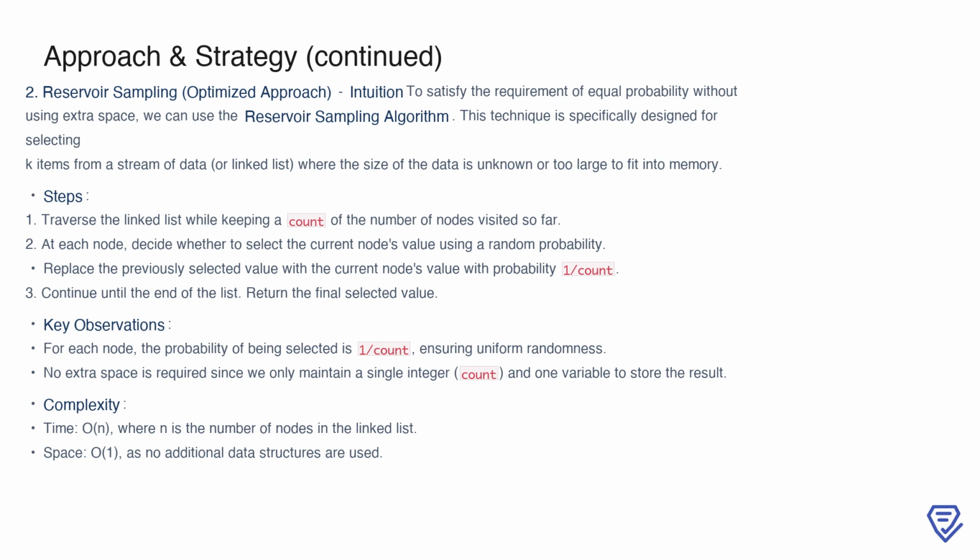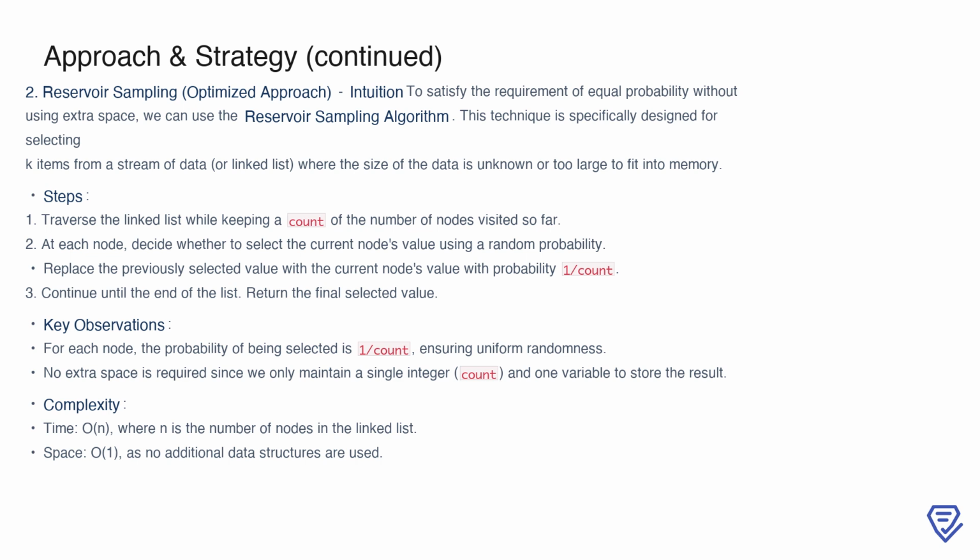The steps are as follows. As we traverse the linked list, we maintain a count of the nodes visited so far. For each node, we decide whether to select its value based on a random probability. Specifically, we replace the previously selected value with the current node's value with a probability of 1 divided by the count of nodes visited. This ensures that each node has an equal chance of being selected. By the time we reach the end of the list, the last selected value is returned.